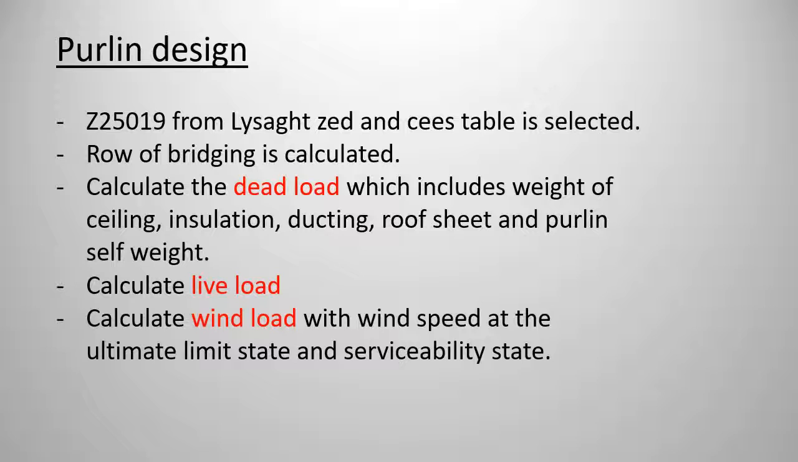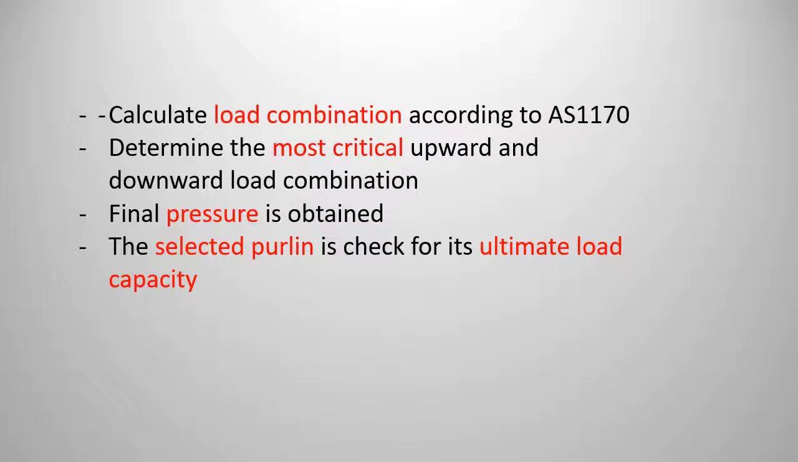Dead load, which includes weight of ceiling, insulation, ducting, roof sheeting, and purlin self-weight is then calculated. Live load will be calculated as well, followed by the wind load with the wind speed at the ultimate state and serviceability state. Then calculate the load combination according to the formulas given in AS 1170, which includes downward and upward wind load. Next, determine the most critical upward and downward load combination. Then multiply both load combinations with the purlin spacing to get the final pressure.